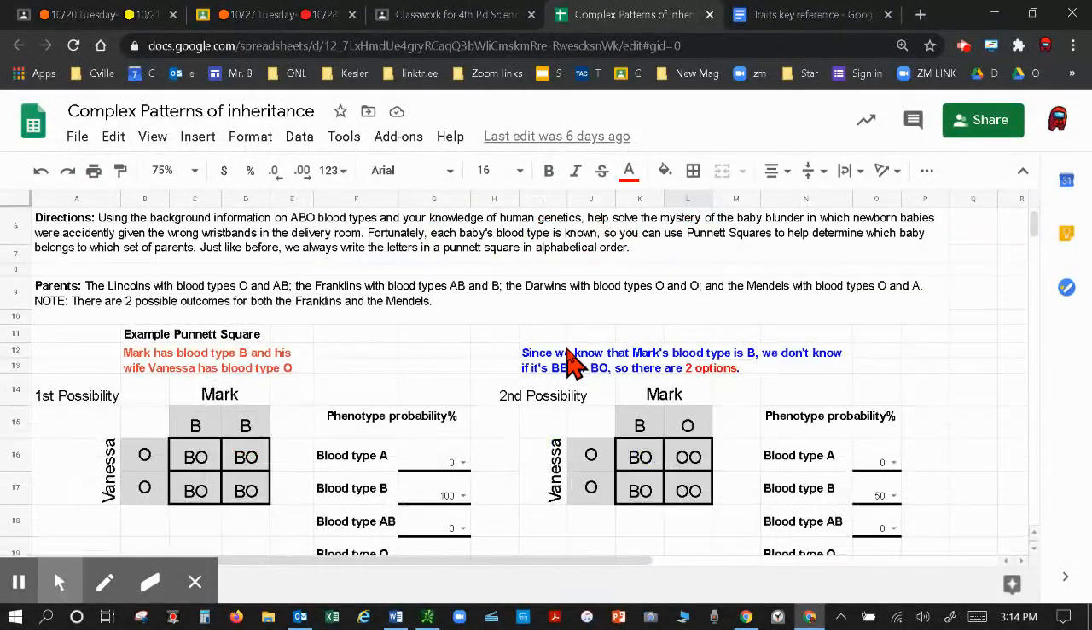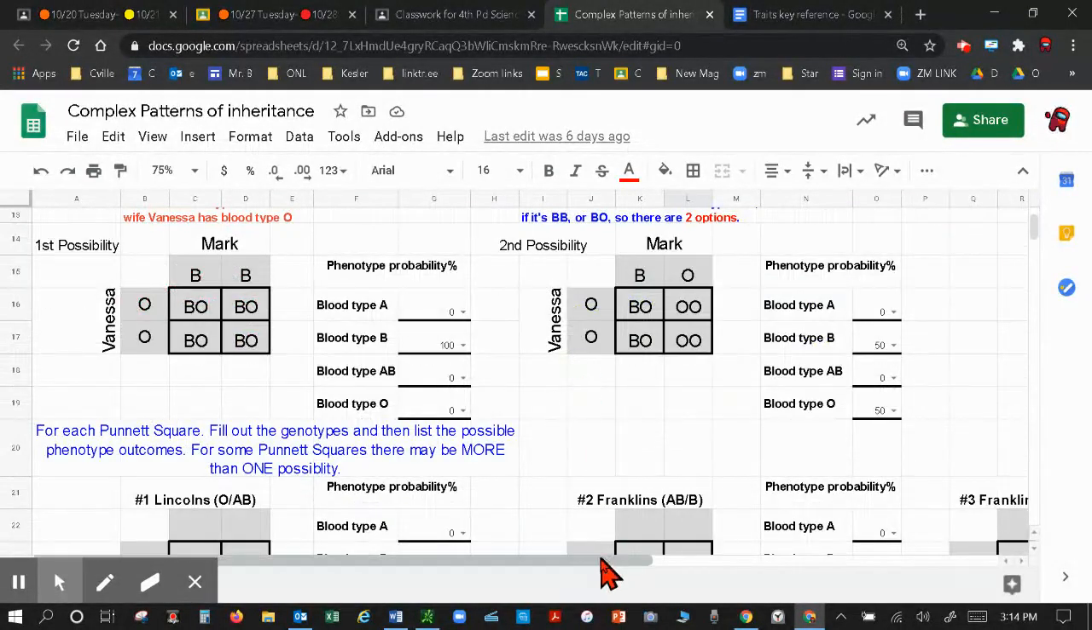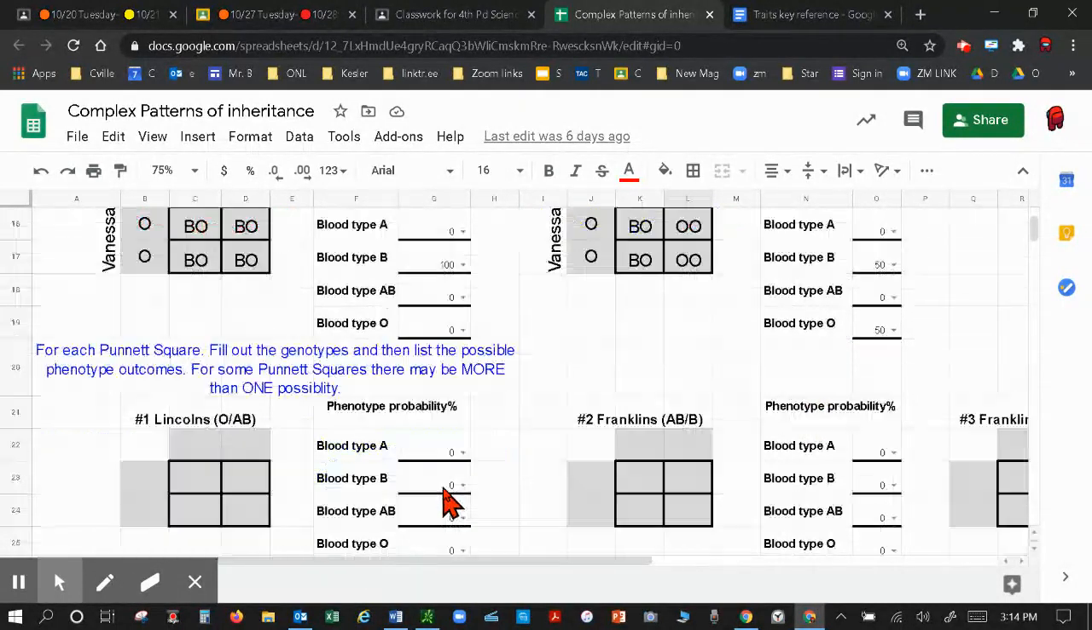So here we have the activity. It's the mystery of the baby blender. And I gave you an example looking at blood types using Mark and Vanessa, etc. And you have the click-on boxes for their phenotypes, what they could be. Let's take a look at one example here. So here we have the Lincolns, and it doesn't tell us who's who, the male or the female. So if you have blood type O and blood type AB, then you would fill out that Punnett square accordingly.